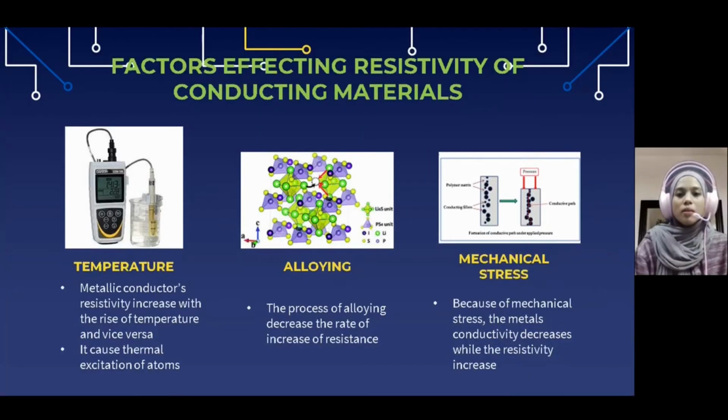Next is factors affecting resistivity of conducting materials. First is temperature. Metallic conductors' resistivity increases with the rise of temperature and vice versa. It causes thermal excitation of atoms. Next is alloying. The process of alloying decreases the rate of increase of resistance. Next is mechanical stress. Because of mechanical stress, the metal's conductivity decreases while the resistivity increases.